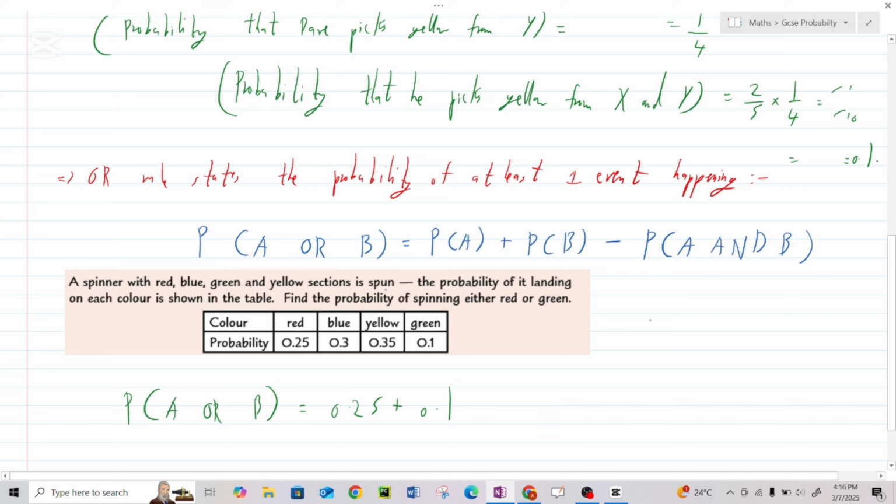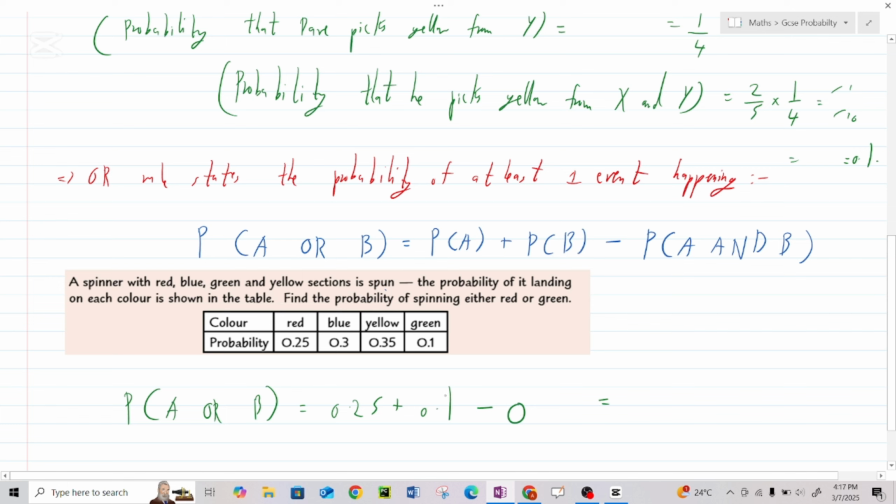Now tell me this, can I spin a spinner and get two colors? If you don't know what a spinner is, just understand it like this: if you roll a dice, can you get a 6 and a 4 at the same time? No, you can only get one at one time. So the probability of both of them happening, meaning you getting red and green at the same time, is 0. So minus 0. Put it equals to here.